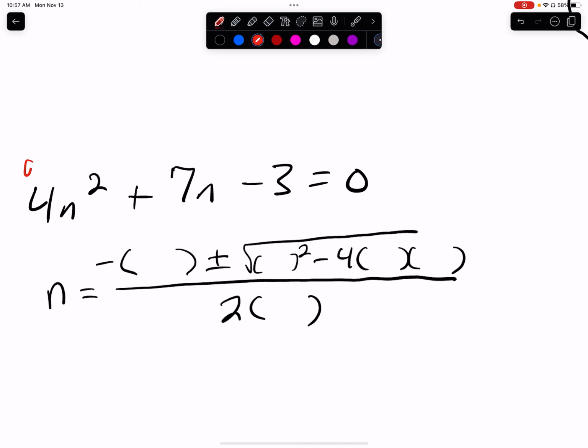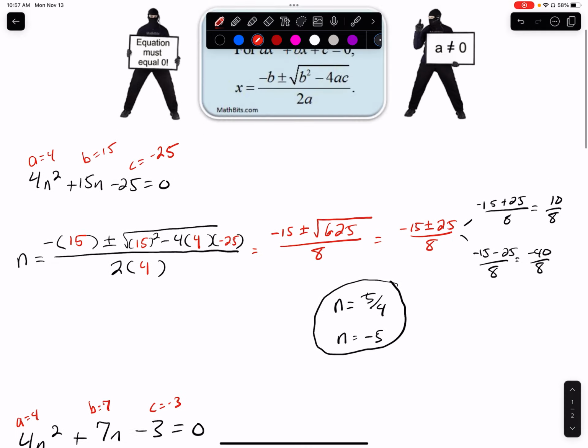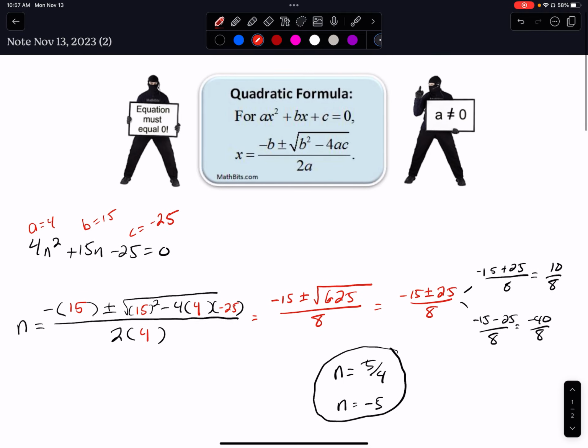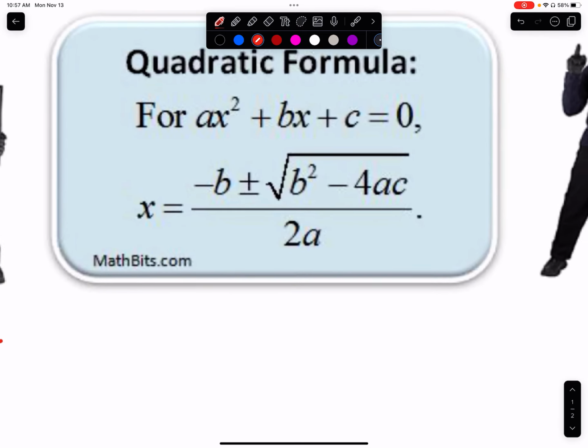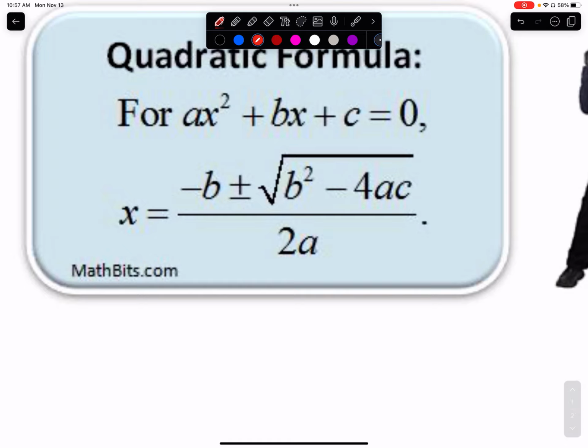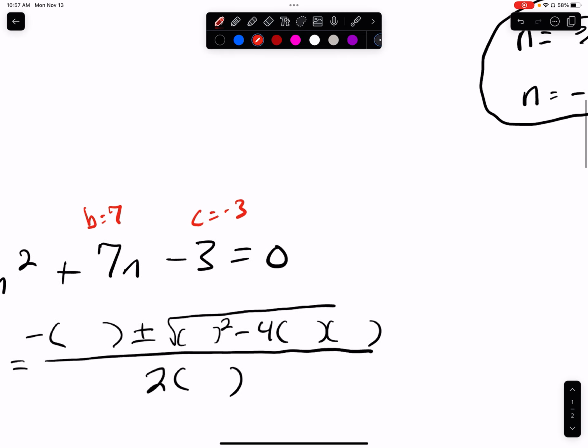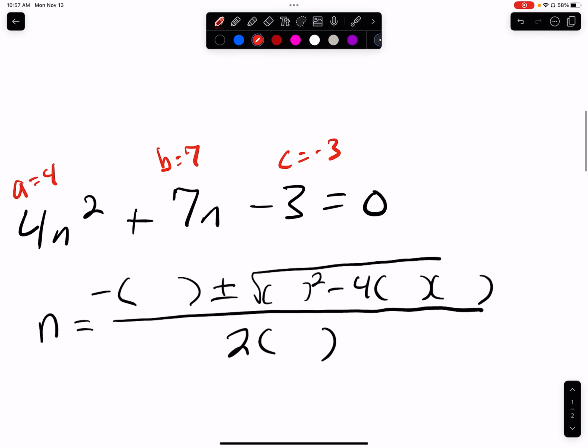knowing that we have an A value equal to 4, a B value equal to 7, and then a C value equal to -3. Okay, so again, looking up the quadratic formula, it's the opposite of B, plus or minus the square root of B squared minus 4AC, all divided by 2A. Okay, I love to write it out, as you can see, with just parentheses that are holding the spots.